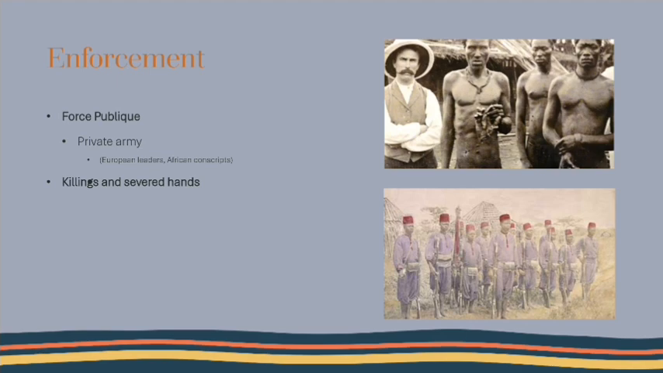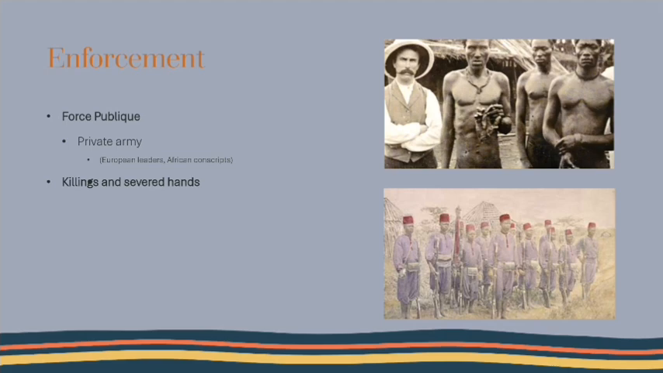This violence included the wholesale killings and the infamous practice of cutting off hands, used as a perverse form of accounting. The hands were collected to prove that a soldier had used his ammunition to punish a native rather than waste his cartridge on hunting. This system turned the Congo Free State into an engine of relentless brutality.